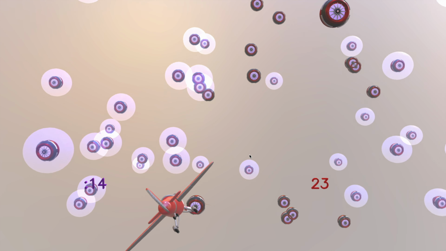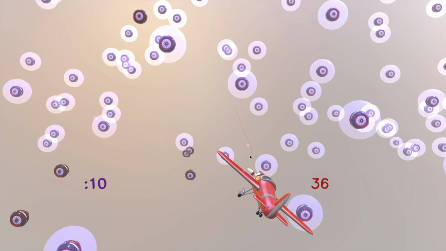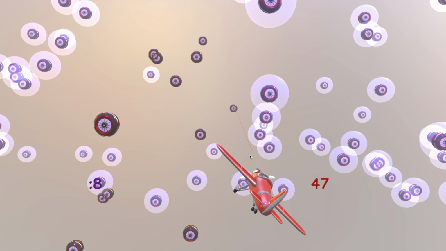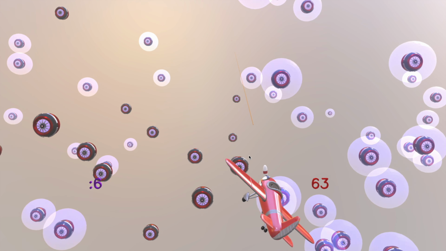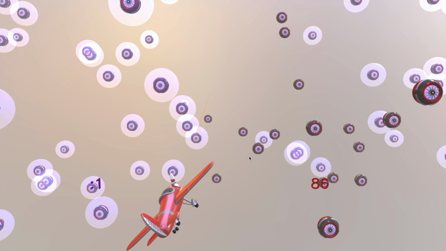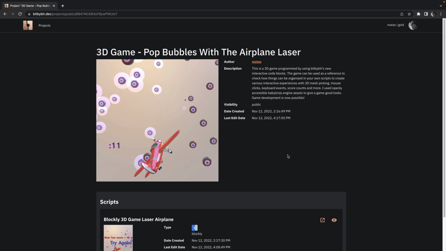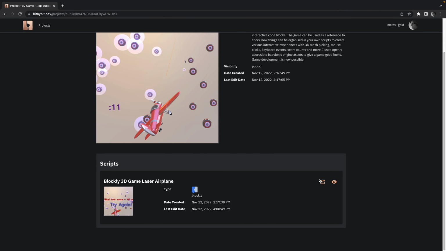You see here that we have a plane flying that is being controlled by the arrow keys of the keyboard. You can try it yourself. The goal of the game is to just collect as many of those bubbles as possible by hitting them with a ray going from the plane.